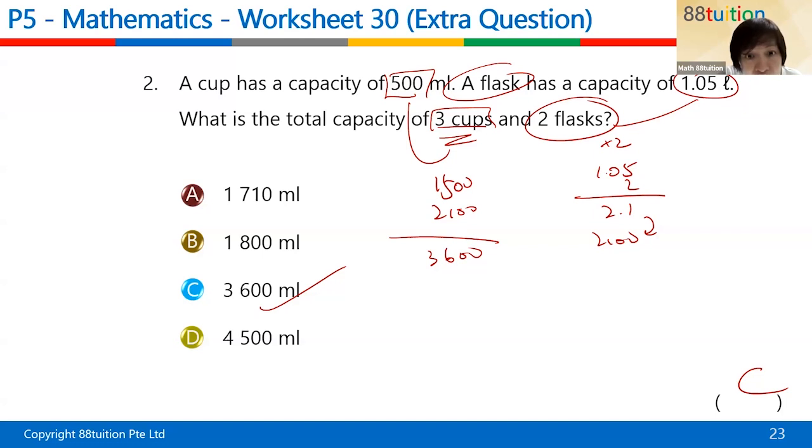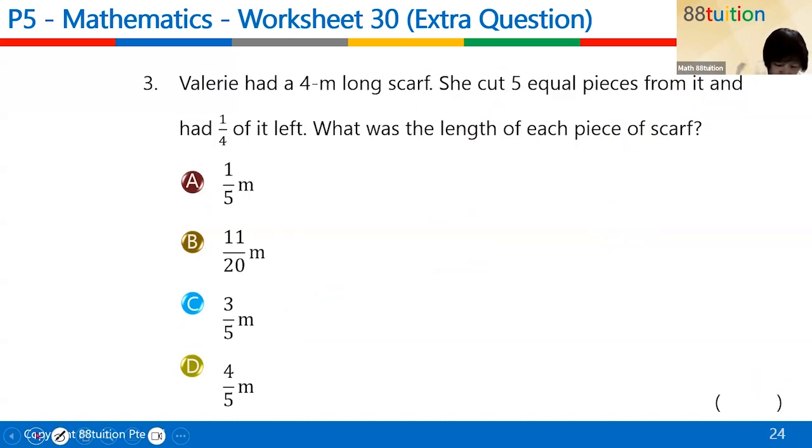All right. So who are the ones who got it correct? What is the total capacity? Total, you add them up. So those who made a mistake, do take note. 500 times 3 is 1,005. And times 2 plus 1,005 will be 3,006. Good, thank you. All right, quickly one. This one will need only less than 1 minute. Ready? EQ3, go.